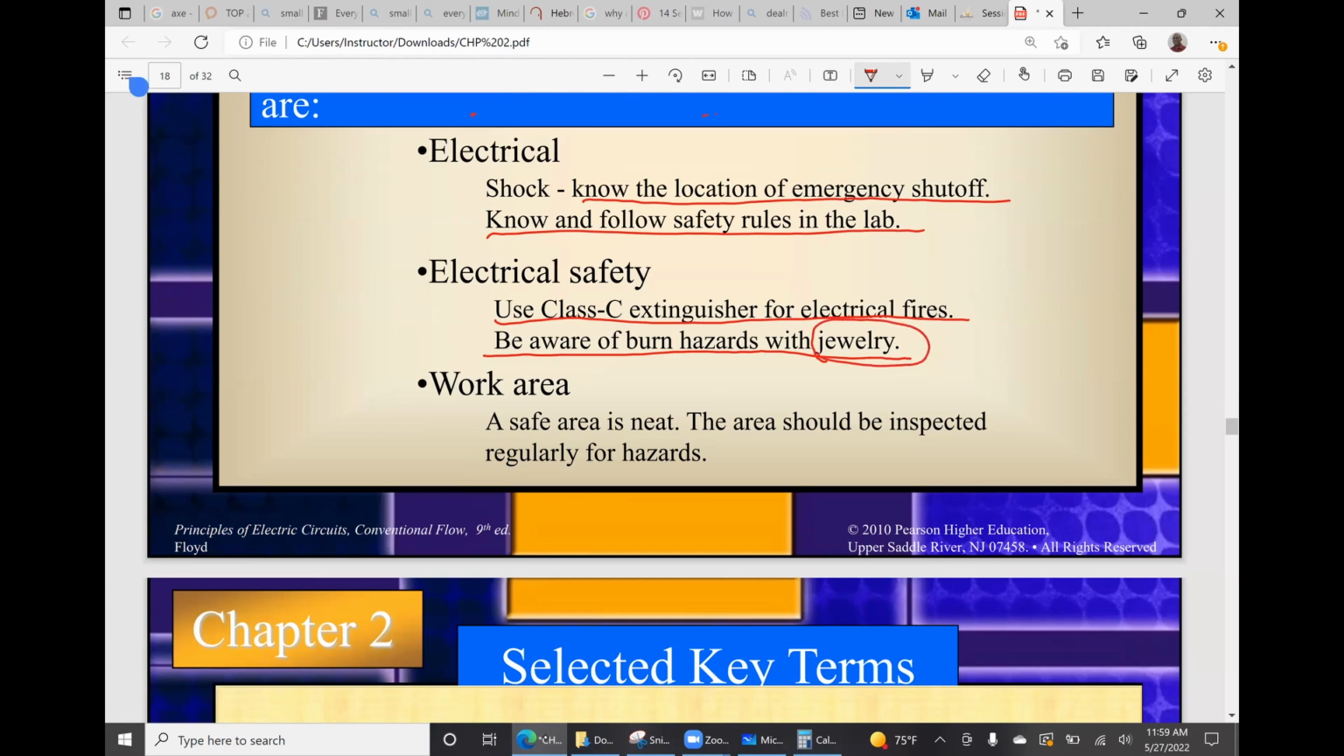When you're working on your circuits, you need to remove jewelry, because when you wear the jewelry, it provides very low resistance for current to flow, and so a higher current can enter your body through your jewelry than through your skin. Not only that, the jewelry, normally behind the jewelry, is very moist, and also that lowers the resistance of your body. Then also keep a neat work area.